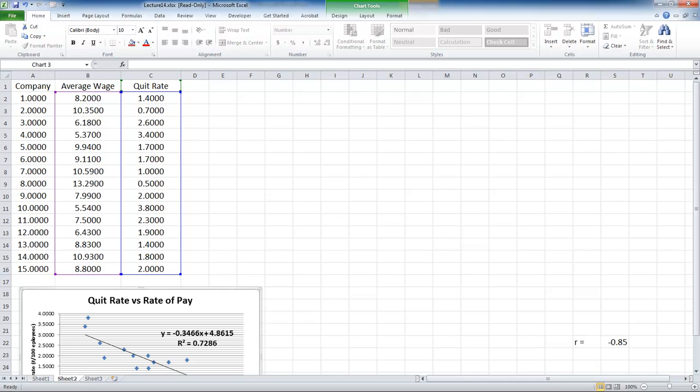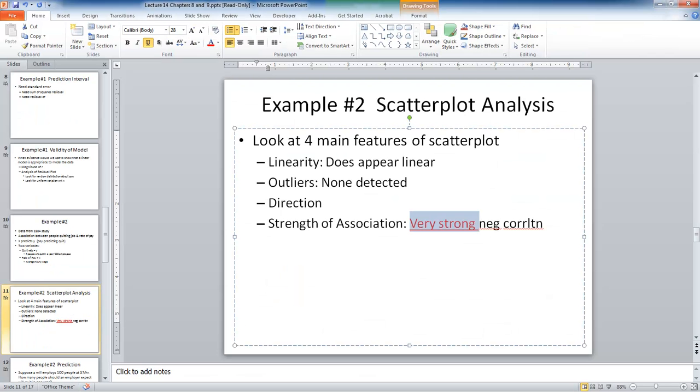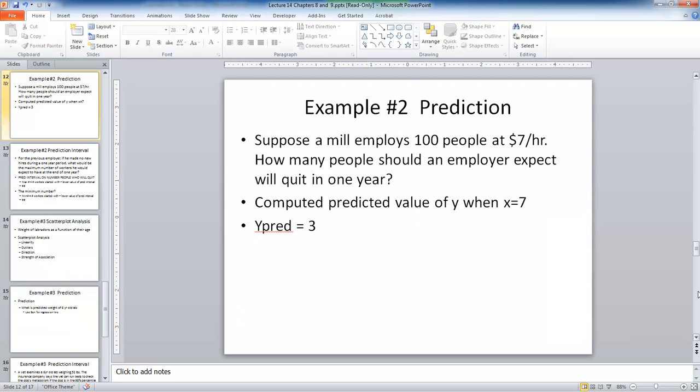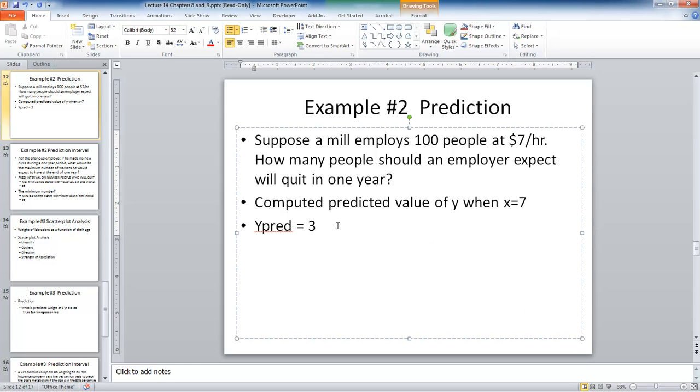When we go on in the problem, the next part says, suppose a mill employs 100 people at $7 an hour. And so I want to know how many people should the employer expect is going to quit in 1 year. For example, if you're doing hiring or whatever, you might want to know that. So I have to compute the predicted value of y when x is equal to 7. This is my x value, right? So we go over to Excel.